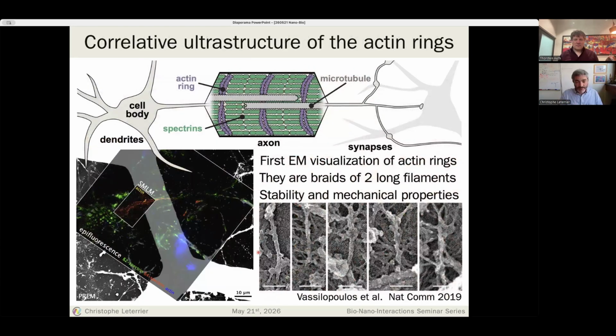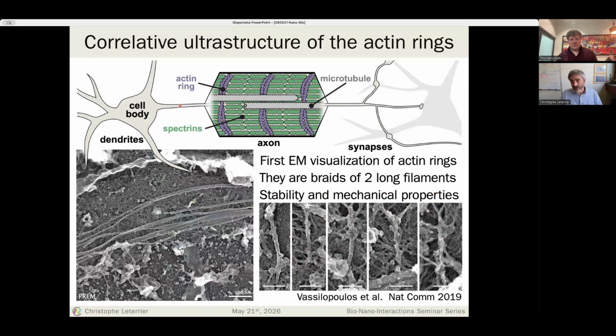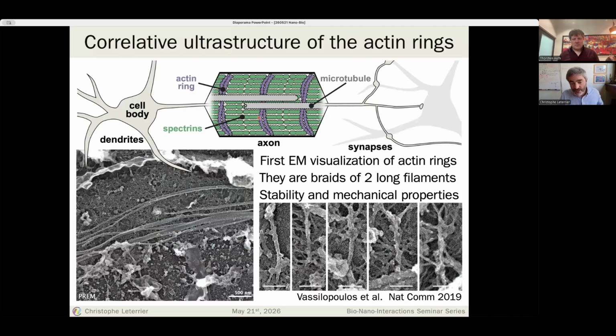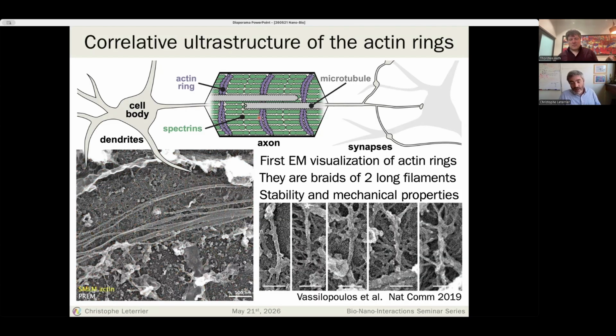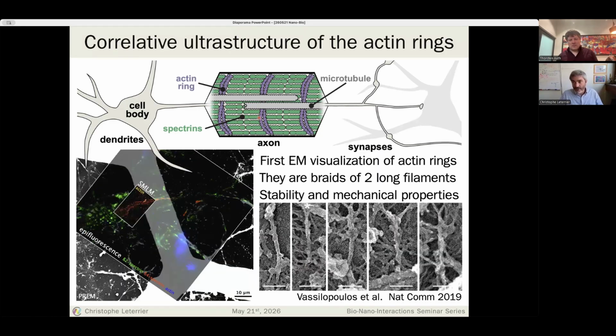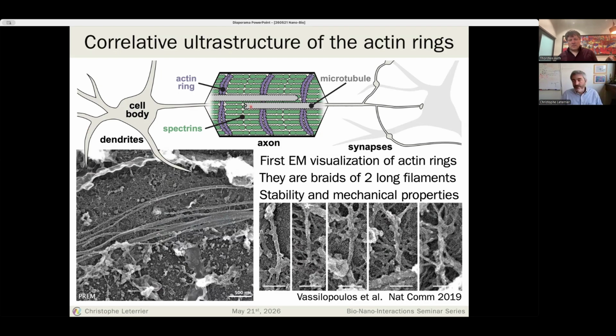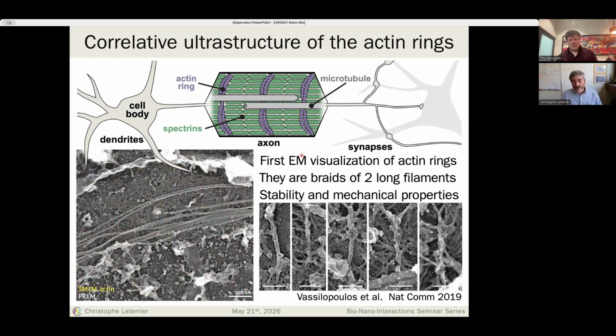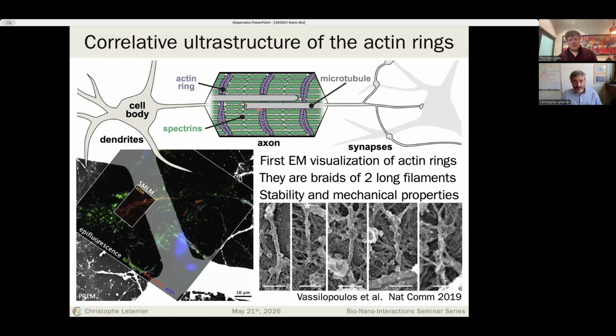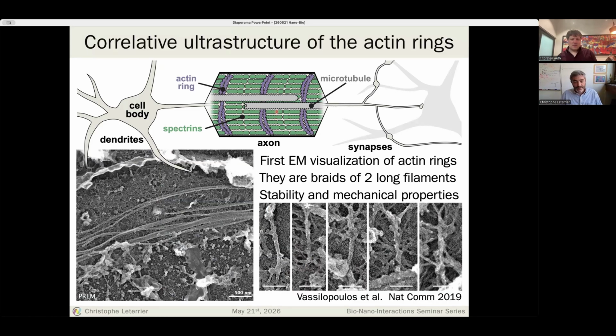And so this is the first and still only, to my knowledge, EM visualization of the MPS. And we could see that they are not short filaments, but long filaments braided together, which has, of course, important consequence for the organization and stability and mechanical properties of the scaffold.